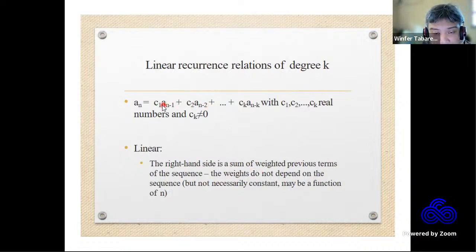They are linear because this right-hand side is basically just a weighted sum of the values of the previous terms. So you can take a look at the c sub i's as weights of the previous terms. And there are no expressions involving n, and there are no powers involved in terms of the previous terms.